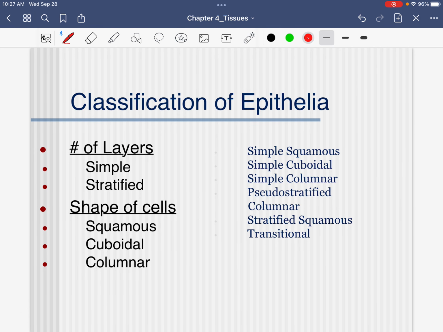All right, let's get into the epithelial tissue types themselves. We introduced this in lab, but it's always good to review. What's nice about epithelial tissue is that the way it's named makes perfect sense. Epithelial tissue is named by the number of layers and the shape of the cell. You're going to be responsible for six epithelial tissue types.